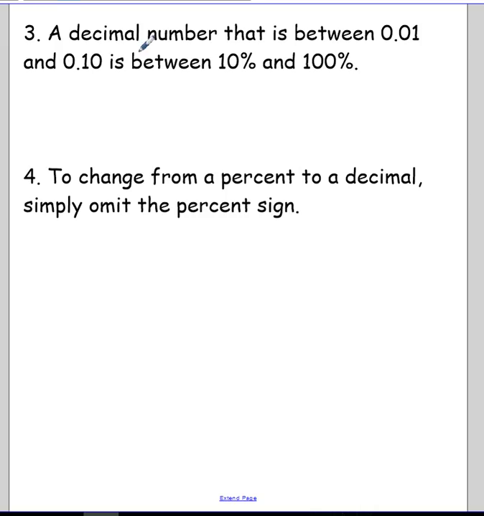Statement 3: a decimal number that is between 0.01 and 0.10 is between 10 and 100%. Well, I see that that's false right away, because 100% we know in decimal form is 1, but let's see what percentages we're looking at. Moving 2 spaces to the right gives us 1%. So that 10% is wrong. It should be 1. And then moving 2 spaces to the right here gives us 10. So a decimal between 0.01 and 0.10 is between 1 and 10%.